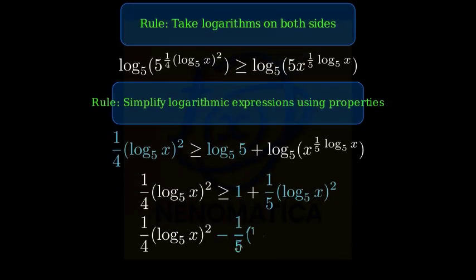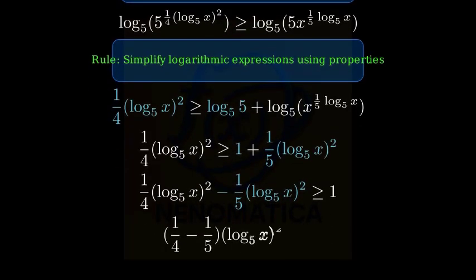To solve this inequality, let's rearrange terms to get all variable terms on one side and constants on the other side. We'll subtract 1/5 times the logarithm base 5 of x squared from both sides, and we'll also subtract 1 from both sides.